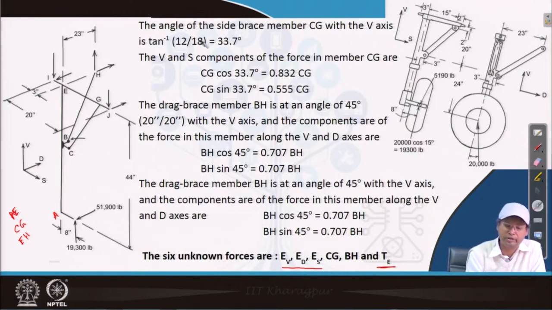Let us see what is scripted here. The angle of the side brace member CG with the V axis is tan inverse 12 by 18. Tan inverse 12 by 18, I think you can get from here. This is the 18, and the 12 is coming from this 3 getting minus, this is the 3.